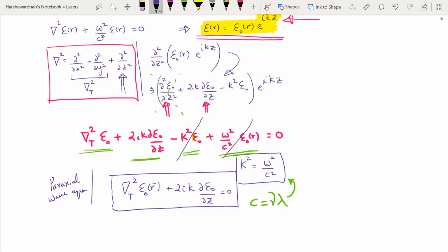This equation clearly has two terms. Let's just understand them carefully. The first term is the second derivative with respect to the transverse degrees of freedom, which are x and y, and then only the first derivative with respect to z and nothing else. That is our paraxial wave equation, and it is this equation that we will use to obtain the transverse modes of a cavity.